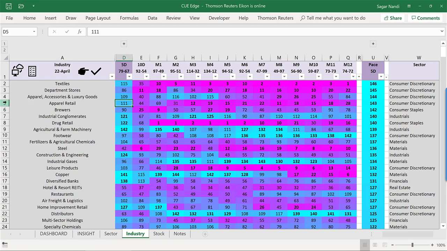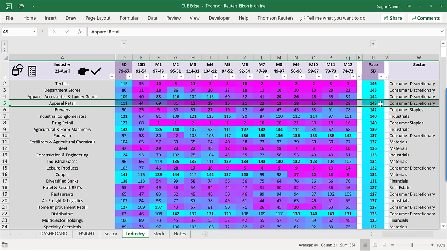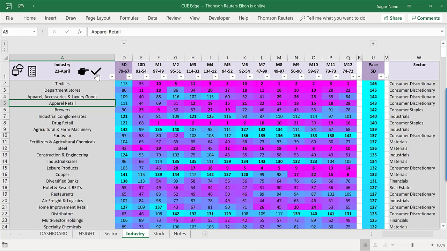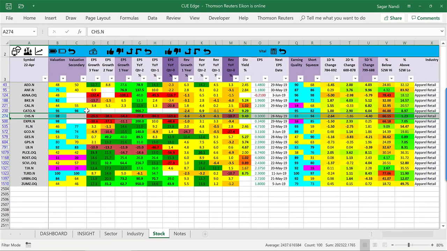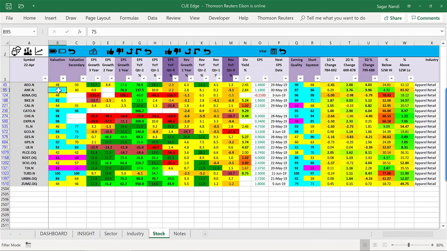However, the gaining of strength is shown clearly by the base column. It has a cyan color score under base column showing it is accelerating. If we drill down, we see there are several stocks that are optimally valued. The optimally valued stocks are shown by cyan color score under valuation column.